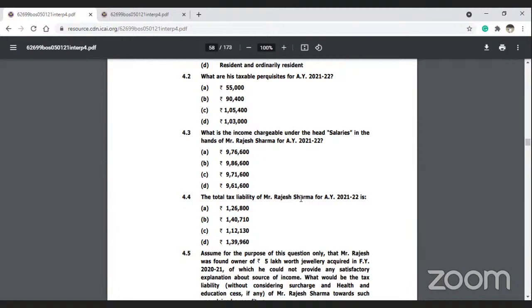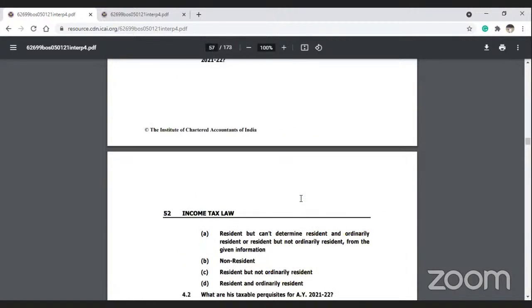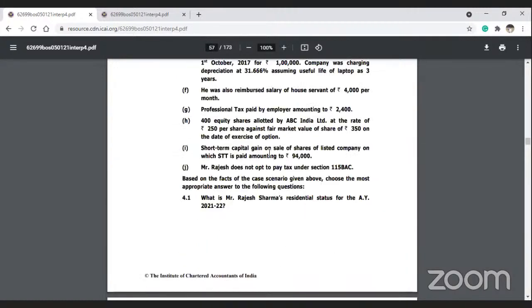Yes. Which STT? Point number I. So it gets a little deduction. Short term, right? So we don't get... They have asked total tax liability. Right? Short term capital gain, yes, correct. It will be as per normal slab rate. No? STT also that will be. It is short term capital gain.